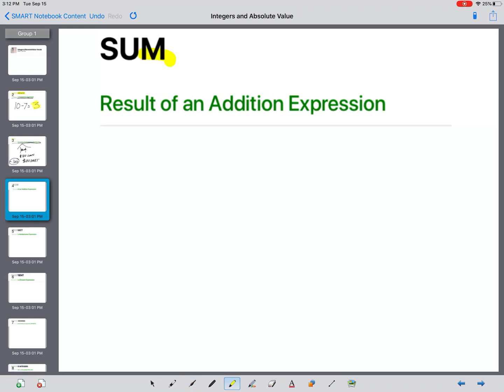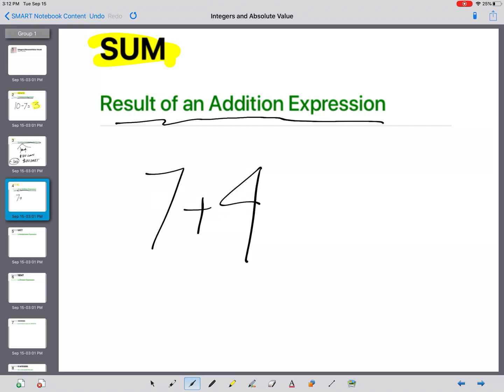Next term, our third term, is sum. That's the result of an addition expression. So for example, if I were to do 7 plus 4, that equals 11. 11 is the sum. That is the answer to an addition expression.